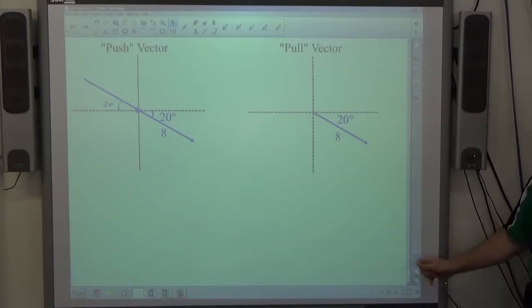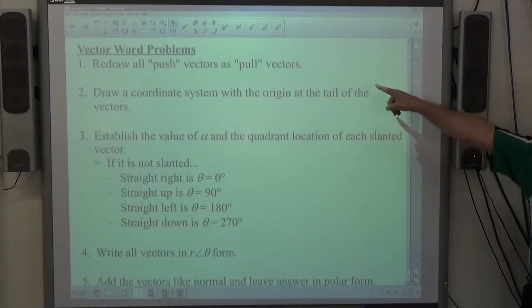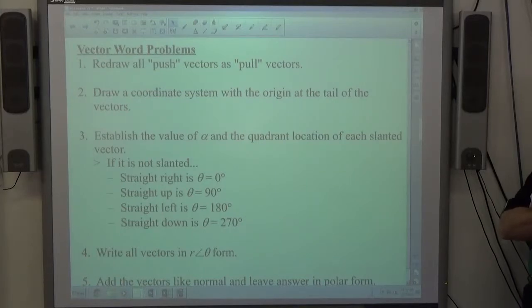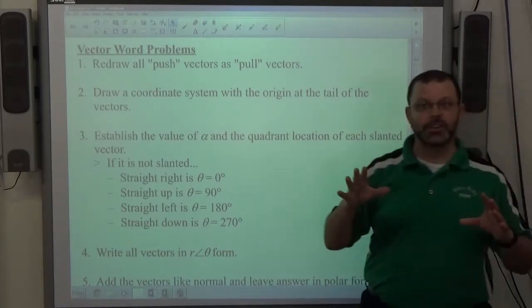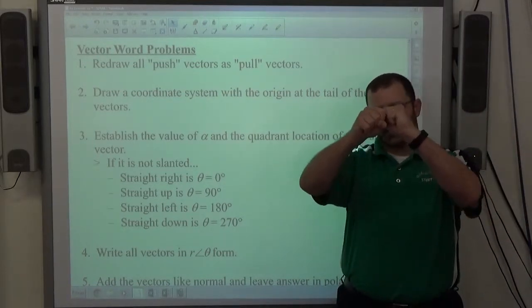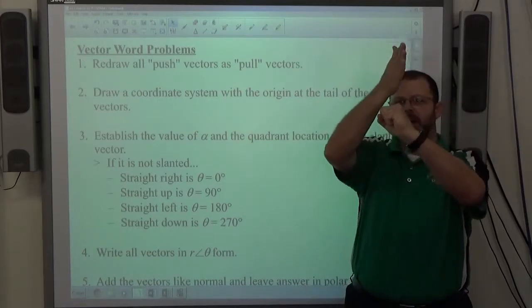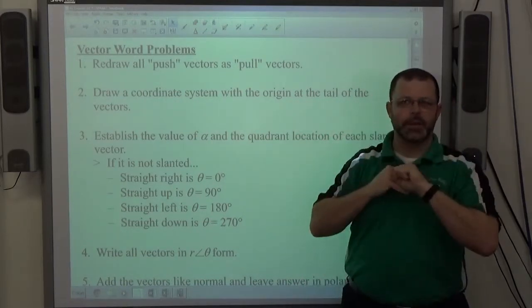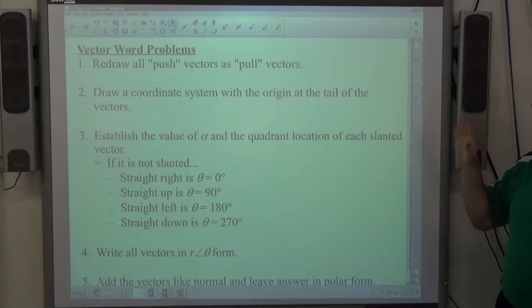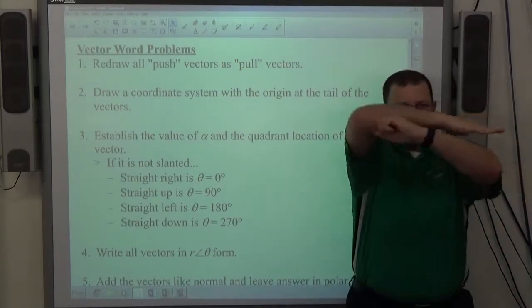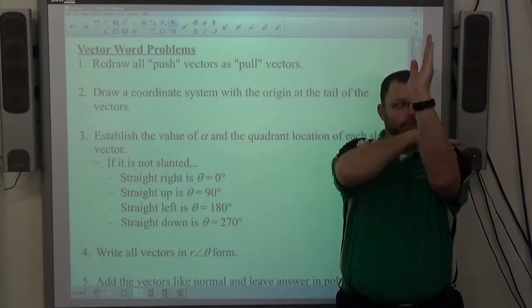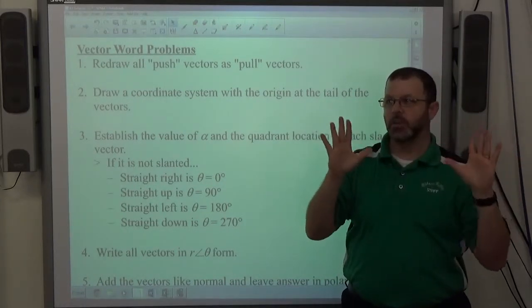Beyond that, the difficulty of these problems is getting the correct angle on your vector when you draw the problem. So the way you figure that out, once everything's a pull vector, step one, redraw all push vectors to pull vectors. Draw a coordinate system with the origin at the tail of the vectors, so whatever the force is acting upon. That puts the vectors themselves into quadrants, first, second, third, fourth. The quadrants are what they always have been.